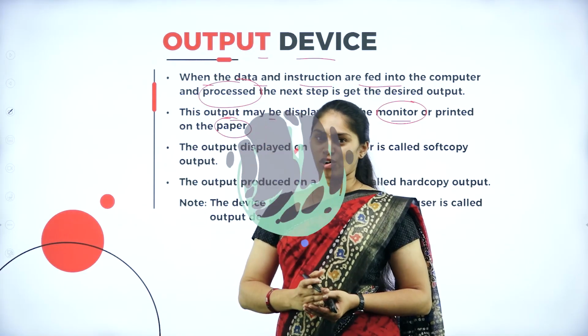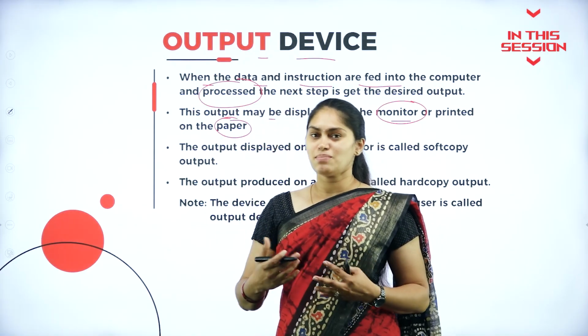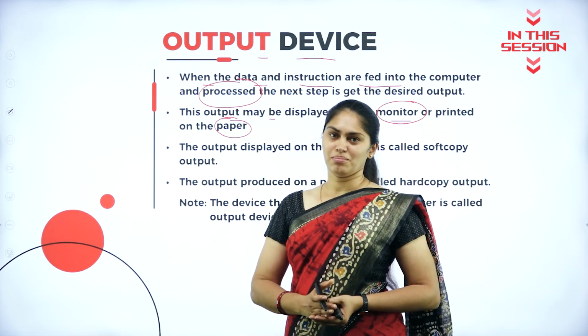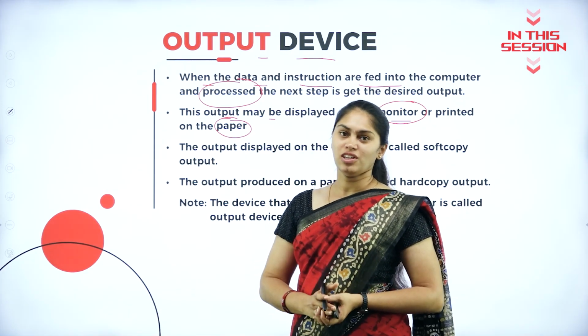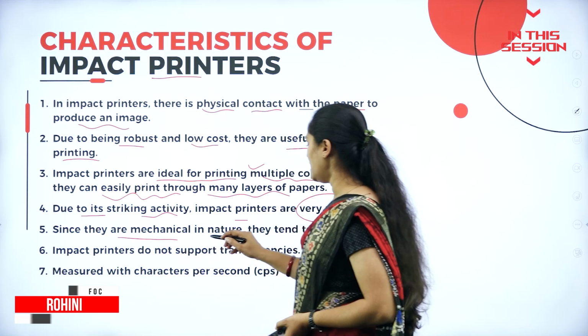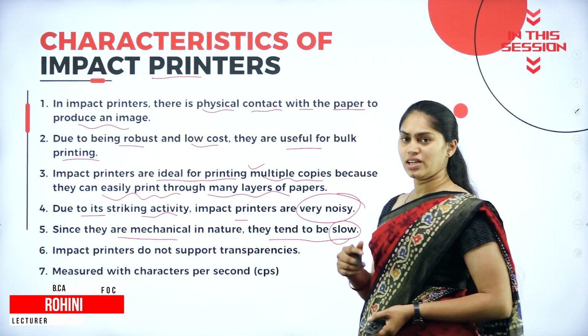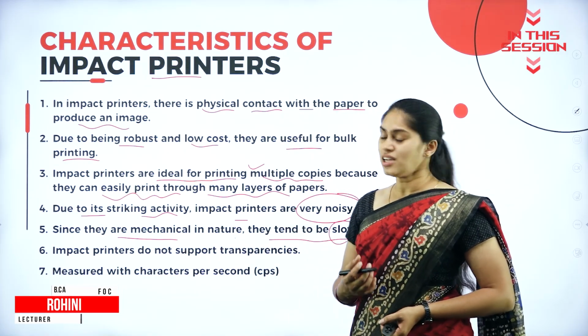Hard copy or a soft copy. So that is going to be displayed directly on the monitor, or we can print the data or information on the paper also. They are mechanical in nature, they tend to be slow. It is not an automated one, it is going to take more time.